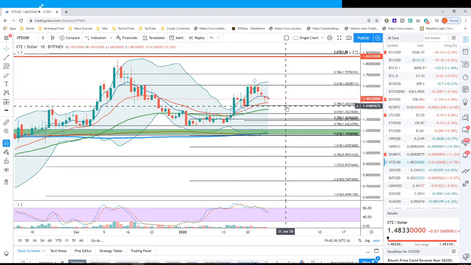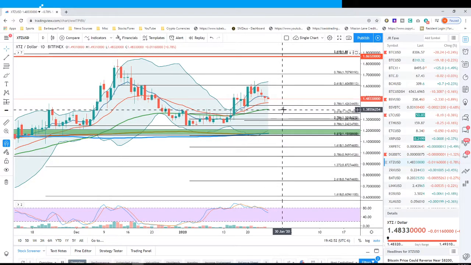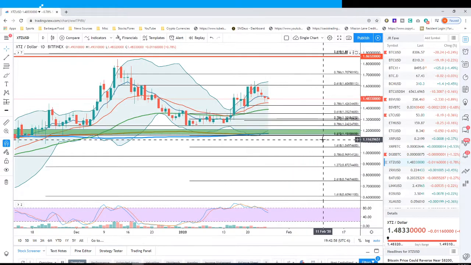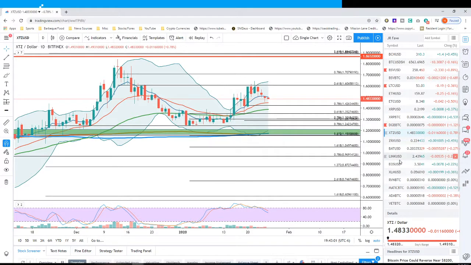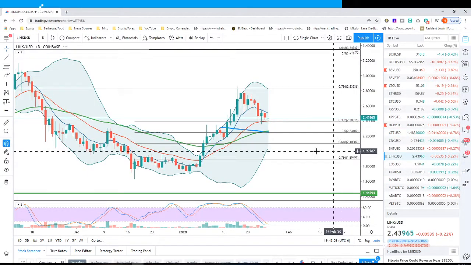Probably more than likely it's coming down to 141. 141 to 142, somewhere in that area is where it's most likely coming to. And then from there, we'll see what happens. Could possibly still break down to the 50 EMA, which is at 135. Or 138, actually.